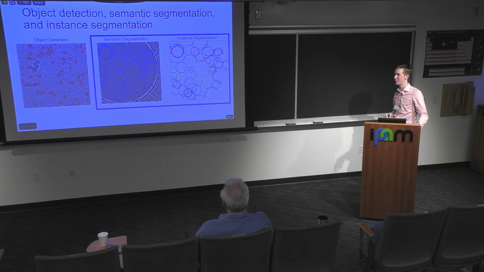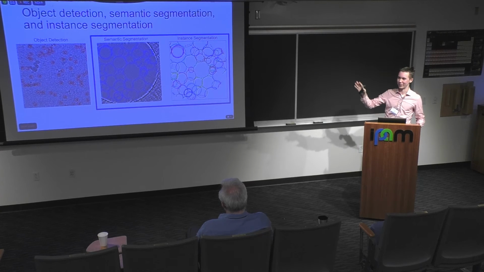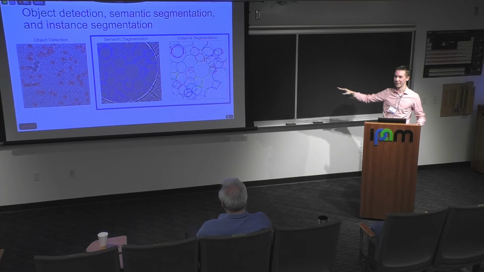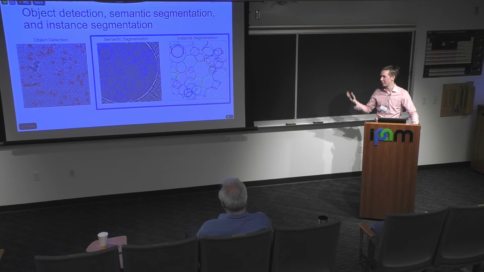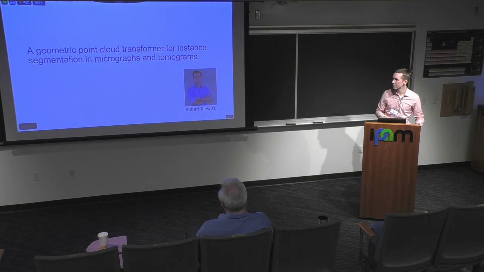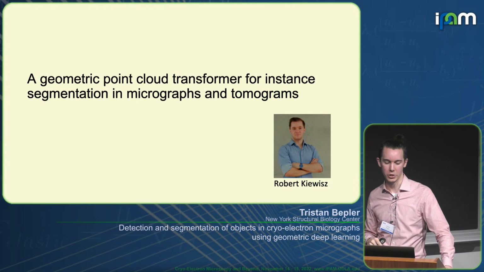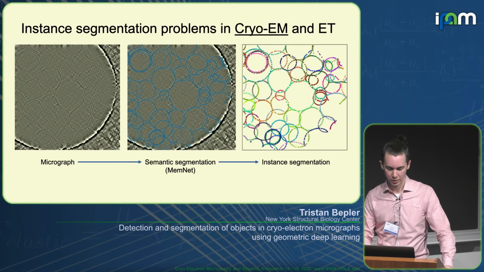Now I'll tell you a little bit about part 2, which is semantic and instance segmentation and applications: how we can build networks to do instance segmentation of complicated situations like this, so that we can do better membrane and filament analysis and hopefully also organelle analysis in the future. So this is a geometric point cloud transformer for instance segmentation in micrographs and tomograms.